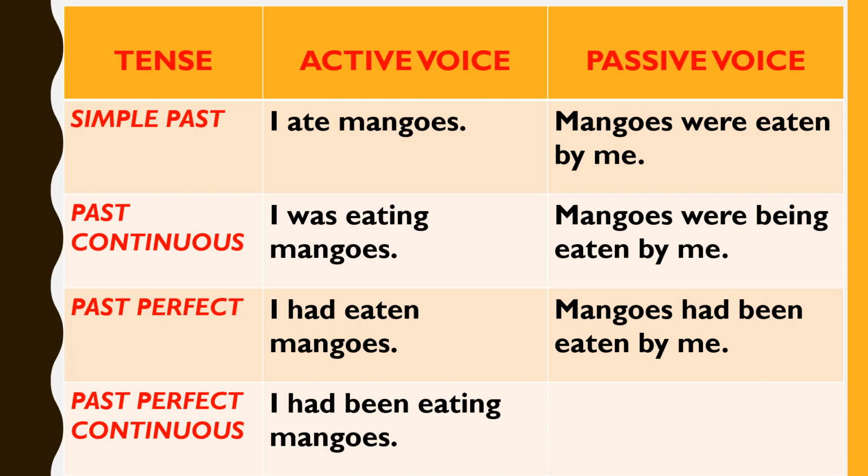And the third form, that is past perfect. I had eaten mangoes. When there is a had form in the active voice, definitely you must go with been. So I had eaten mangoes is changed into mangoes had been eaten by me. I hope it's clear. Then it is the past perfect continuous form. We have already discussed that the perfect continuous forms can't be transformed into passive voice.